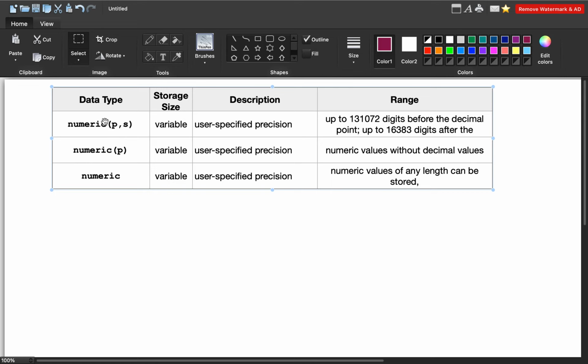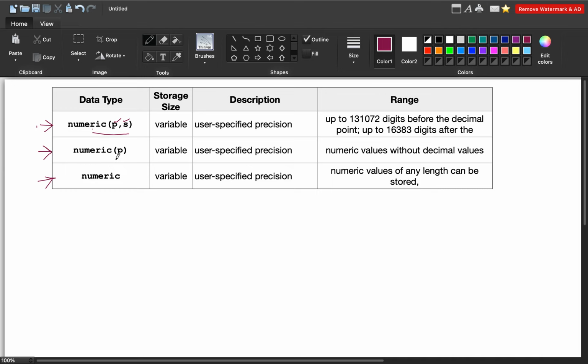Here numeric P comma S, and the third one is numeric. The first one, we are defining both precision and scale value. Here we are only defining the precision value, whereas here we are not defining anything. Now what does it mean? When we talk about numeric P comma S, again precision and scale, it clearly states that up to 13107 digits before the decimal point and this many digits after the decimal point.